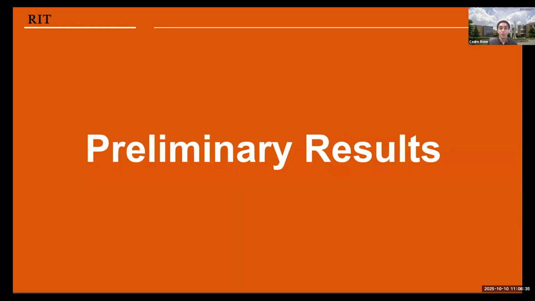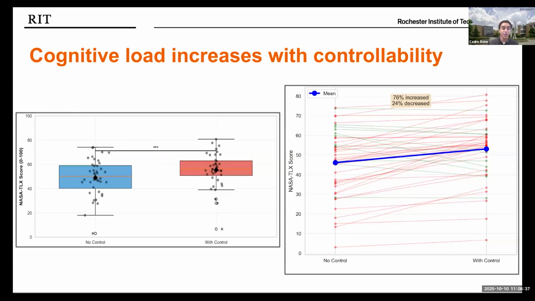So I'm going to move on to some preliminary results. As expected, cognitive load does increase with controllability. Overall, the NASA TLX increased by about 7 points on average with controllability. So adding controls does meaningfully increase the perceived workload that participants faced, and that's a consistent and significant effect with a medium effect size. The spaghetti plot on the right shows each of the individual participants. Most of them do find increased cognitive load with controllability than without it. Some of them find less cognitive load, but the vast majority find more.